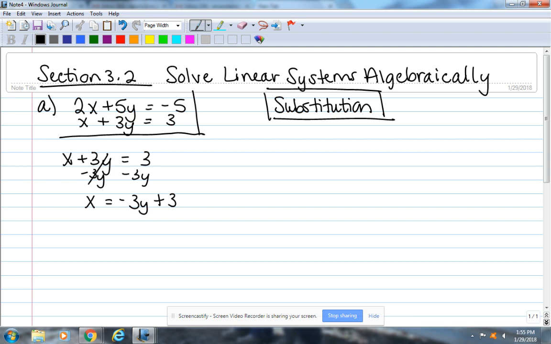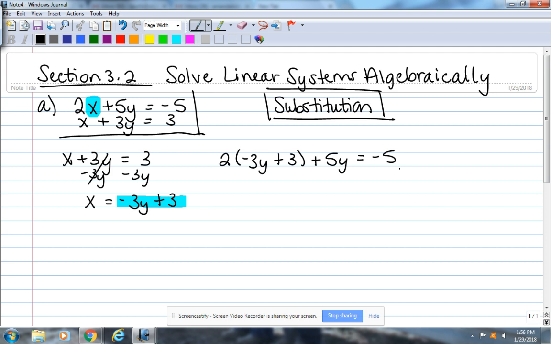If you look at the top equation, it also has an X in it. It says 2X plus 5Y equals negative 5. So I can take what I got for X and plug it in for X right there. I don't want to use the second equation because that's the one I used to get what X equals. So it would be 2 times, in parentheses because we're going to distribute, negative 3Y plus 3, plus 5Y equals negative 5.